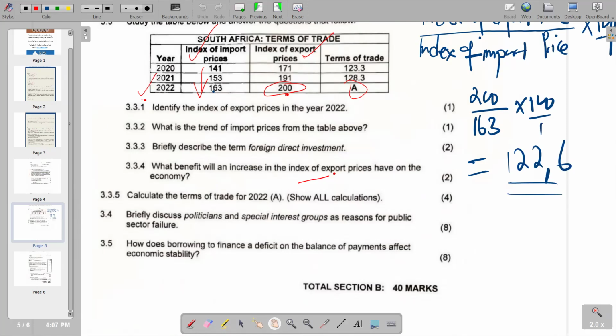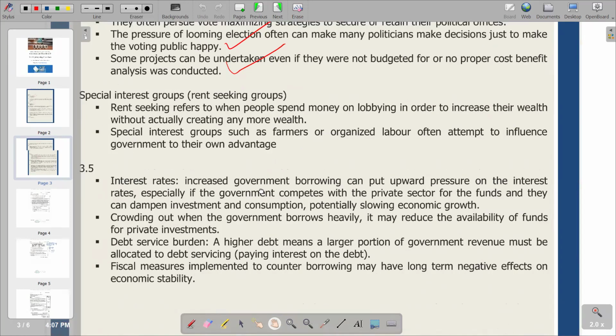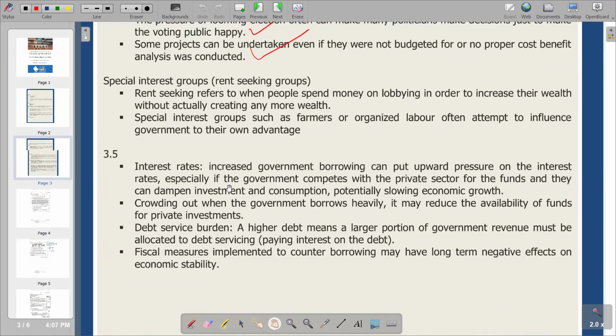So we have those reasons articulated in the answer section, whereby you say it will increase interest rates. Government borrowing can put upward pressure on interest rates. Interest rates basically is the cost of borrowing. When the cost of borrowing increases, it obviously means accessing credit lines for our local businesses is going to be more expensive.